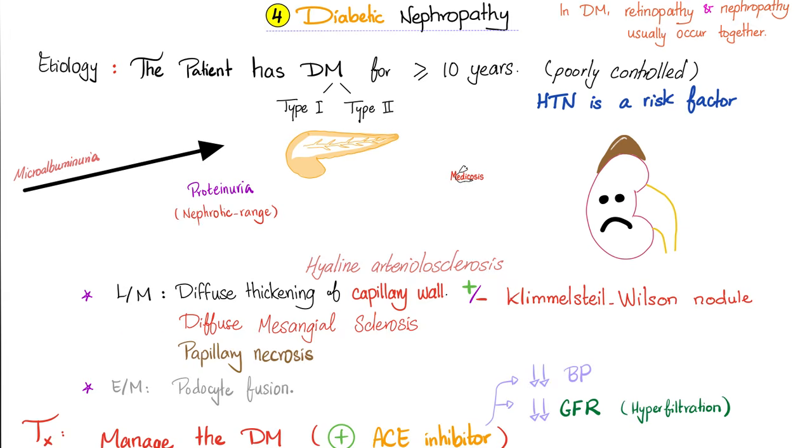Light microscopy, you have thickening, you have hyaline arterial sclerosis with the famous Kimmelstiel-Wilson nodule, diffuse mesangial sclerosis, papillary necrosis, podocyte fusion. Don't forget to manage the underlying disease, and these patients usually benefit from ACE inhibitors, big time. Remember, I told you before that ACE inhibitors work like magic in 3 diseases. 1. Diabetic nephropathy. 2. Scleroderma nephrosis. 3. Henoch-Schönlein purpura with the associated IgA nephropathy.